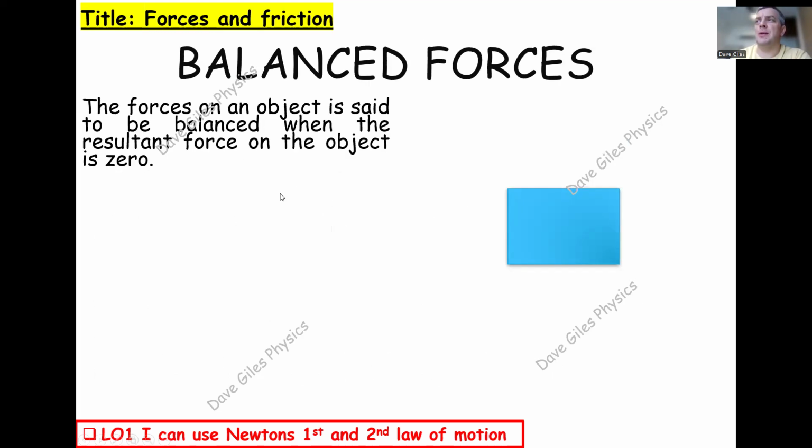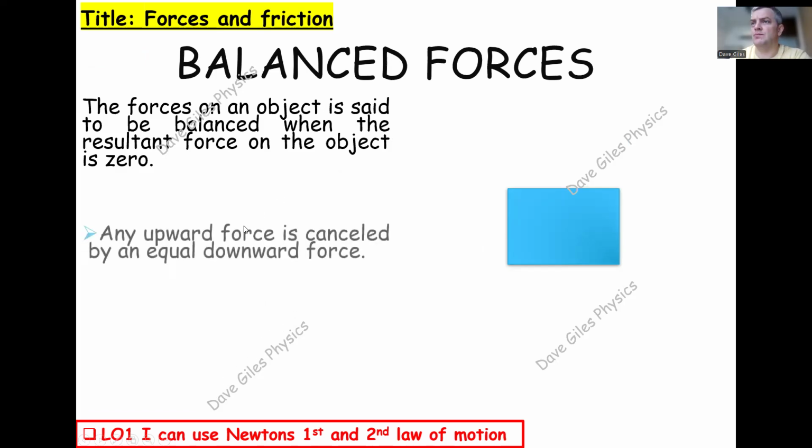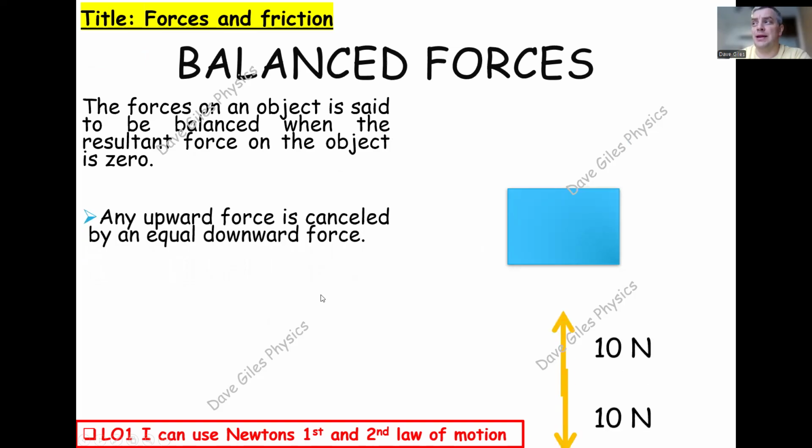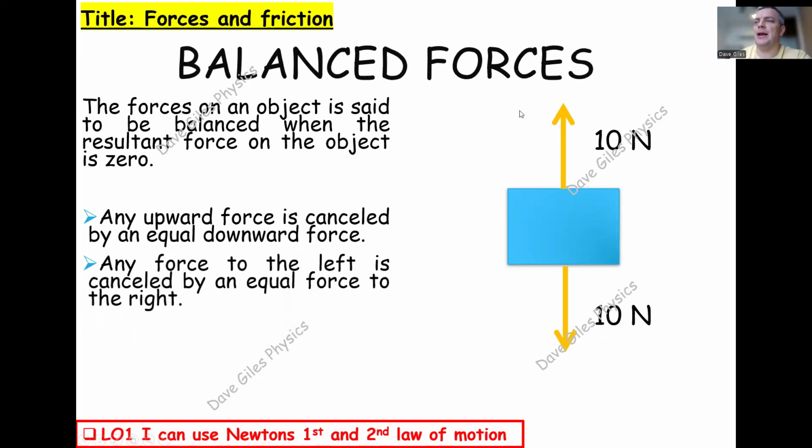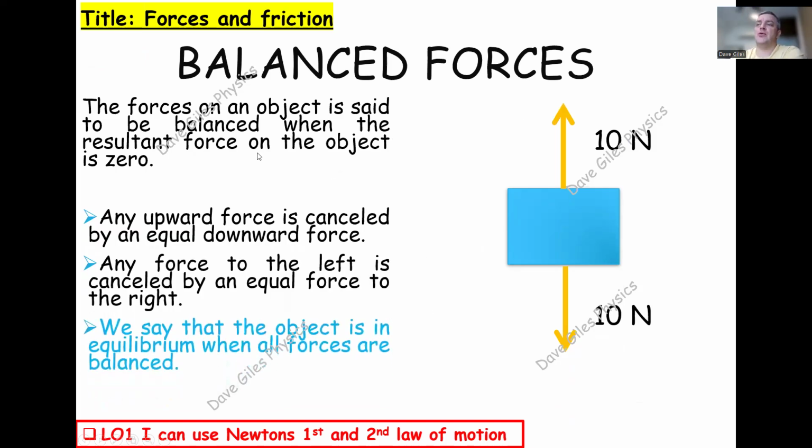So the forces on the object are said to be balanced when the resultant force on the object is zero. Any upward force is cancelled by an equal downward force. So, for example, it's got 10 newtons down, 10 newtons up. Any force to the left is cancelled by an equal force to the right. So we say the objects are in equilibrium when all the forces are balanced. So here you've got 5 newtons to the left and 5 newtons to the right, so they cancel each other out. You also need to look at turning forces for full equilibrium, but we'll look at that in a future lesson.